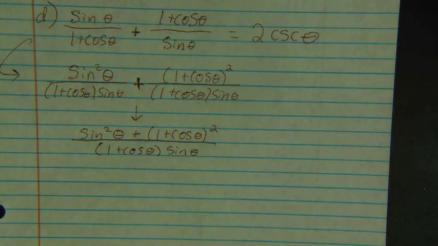So here's the thing. Can I cancel this 1 plus cosine theta with one of these? No. You can't do that. Mathematically it doesn't work. You can't cancel things that are being added.